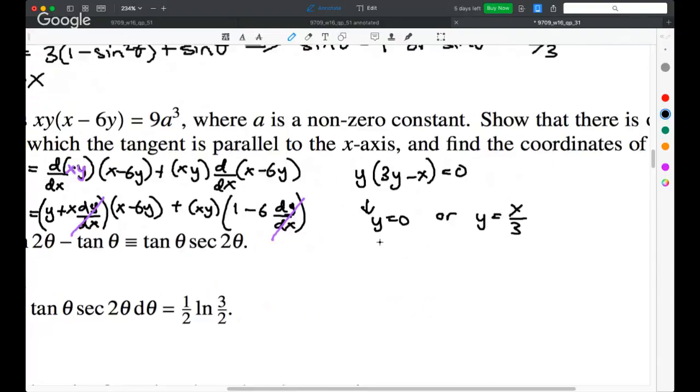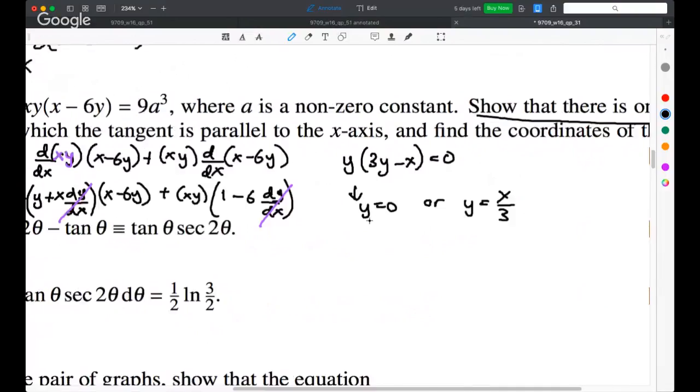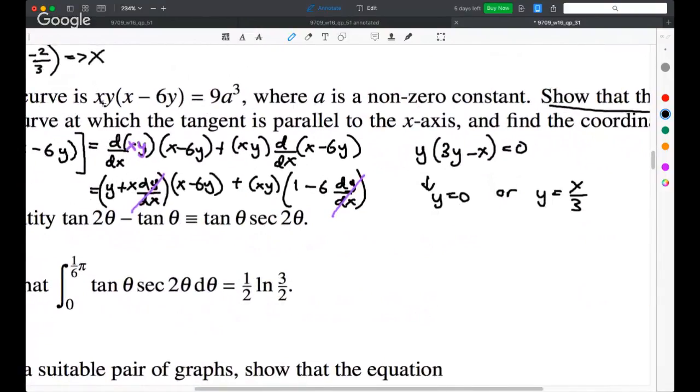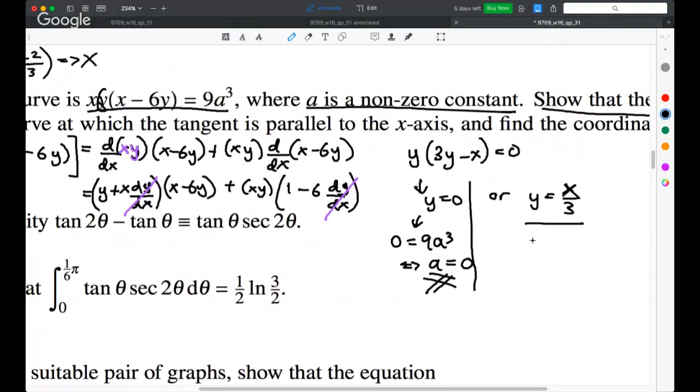But you have to be careful here. Remember that they've given us a clue, and they've said show that there is only one value. Well, one of these must be bust, right? Well, if you plug y is equal to 0 into this initial equation, the whole thing is 0. So you get that 0 is equal to 9a cubed, or a is equal to 0. But we're told that a is a non-zero constant. So this is a contradiction, and that value cannot be right. So y is equal to x over 3 is the only one which works.